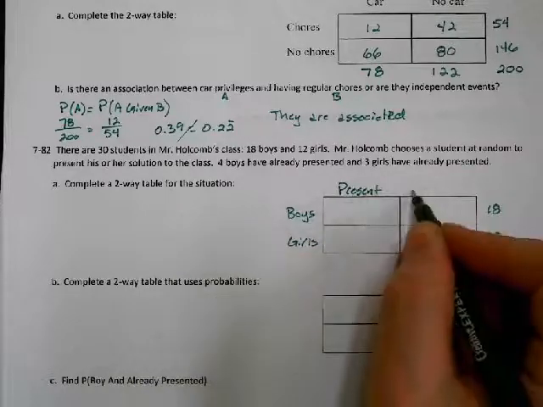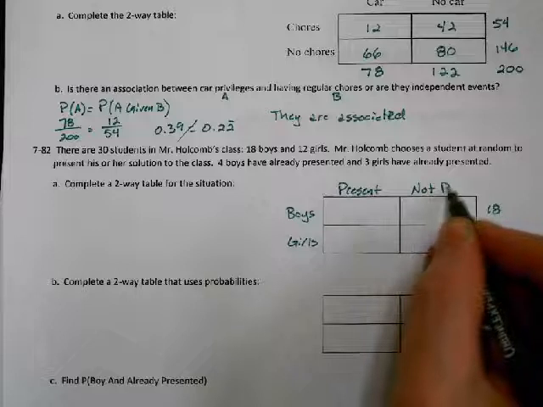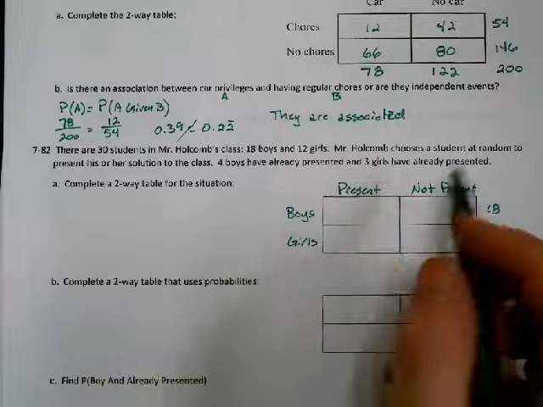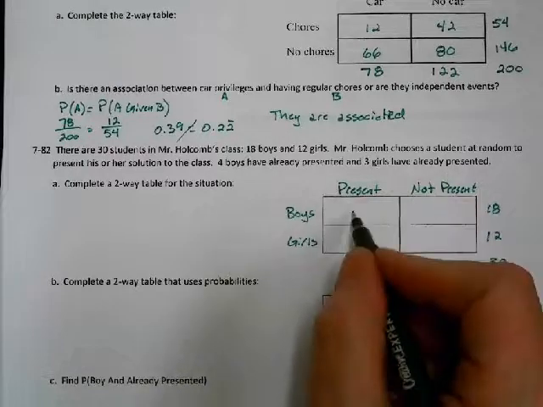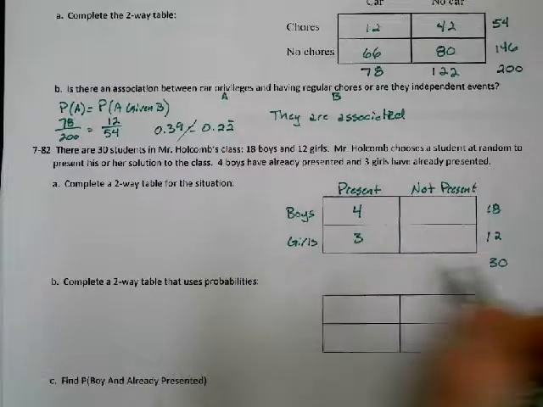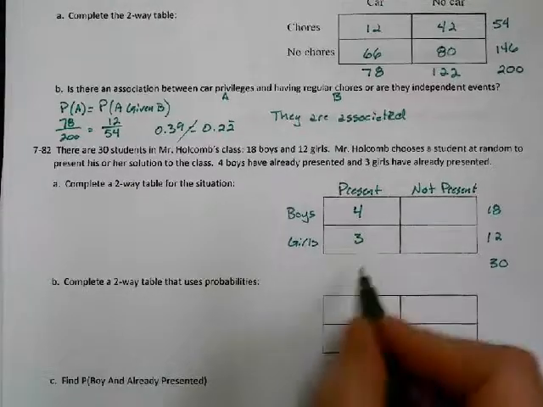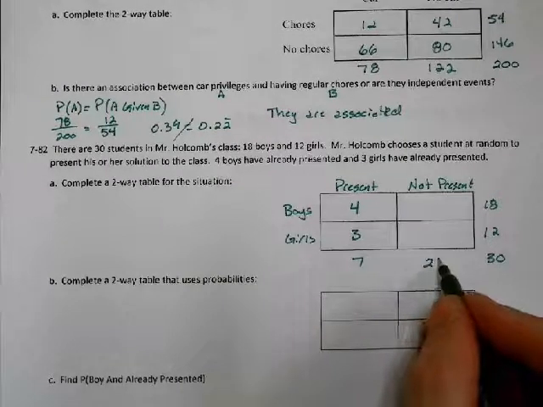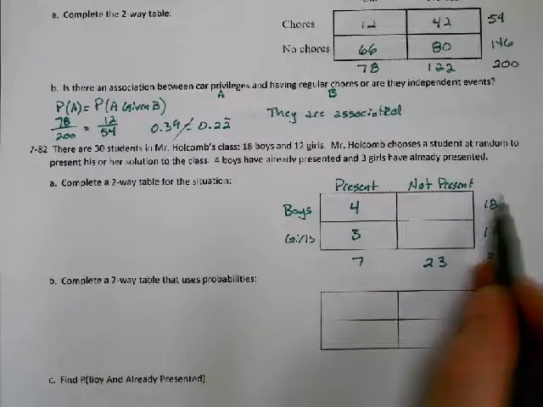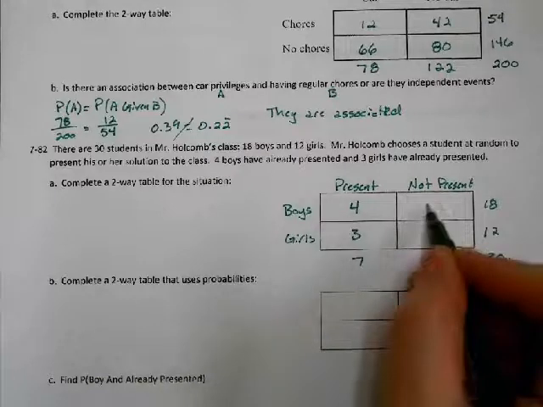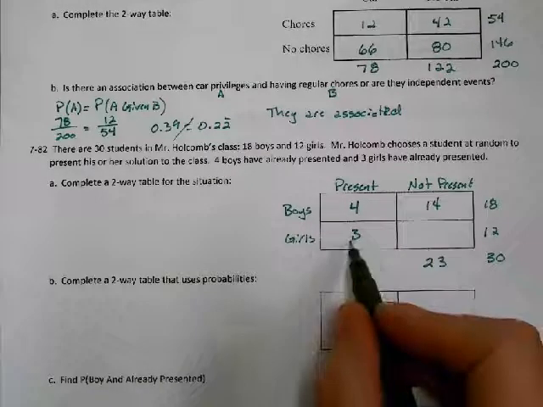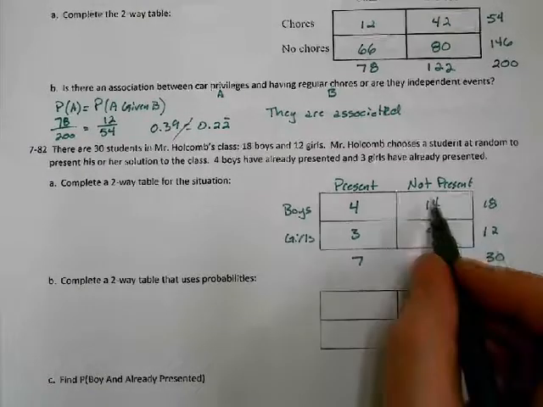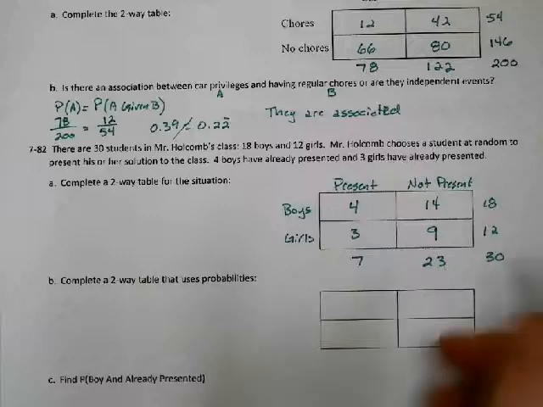And some of them have not presented. Now it looks like so far 4 boys have presented and 3 girls have presented. So that's a total of 7 people that have presented, meaning that 23 have not presented. Going this way, if there's 18 boys and 4 have presented, then 14 have not. If 3 girls have presented and there's 12 girls, then 9 have not. And here we got 14 and 9 is coming out to 23, so we've got it set up.